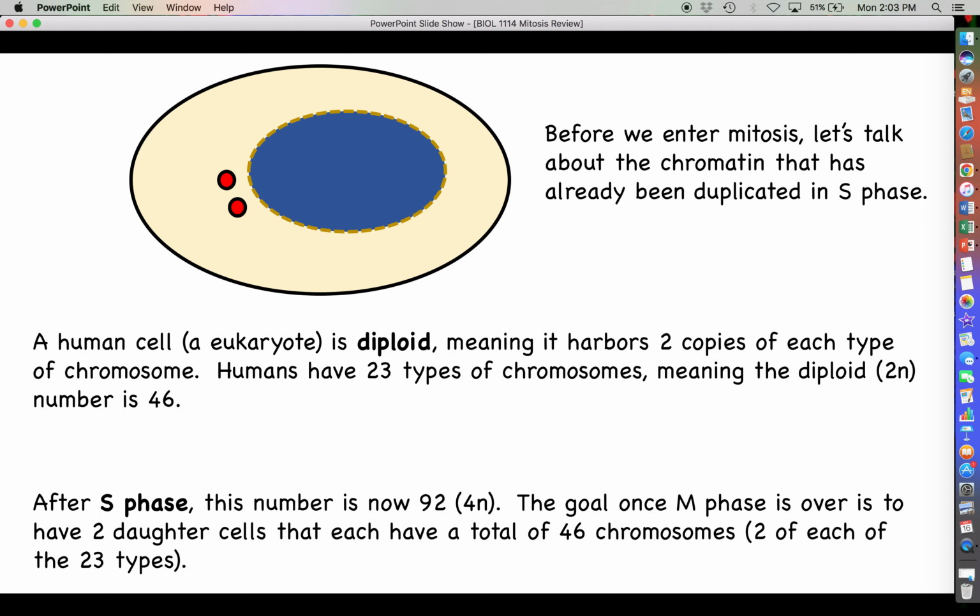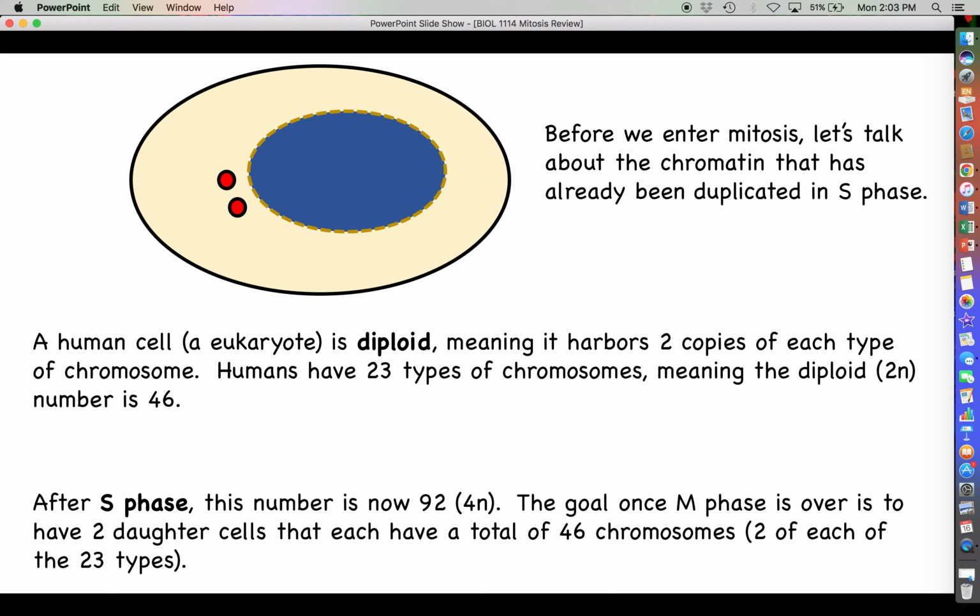It takes on what is called a tetraploid property. It's no longer diploid, which is 2n, it is tetraploid. It has 4 copies of each chromosome instead of 2. So we've got 92 chromosomes to work with after S phase has wrapped up.